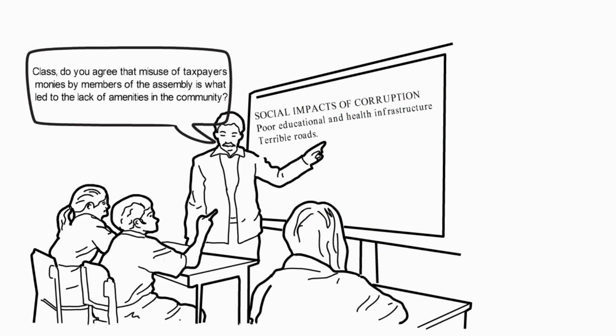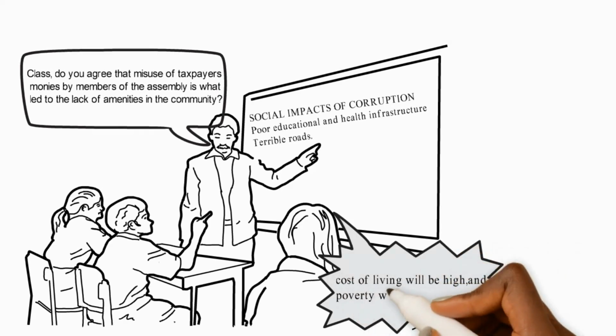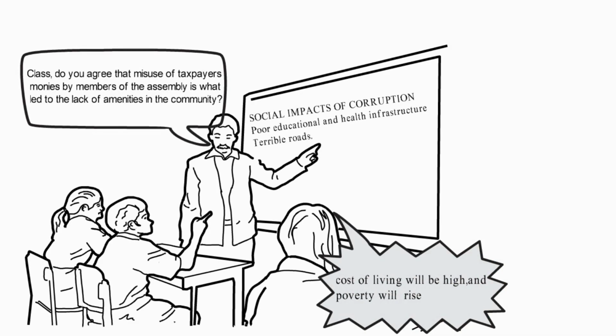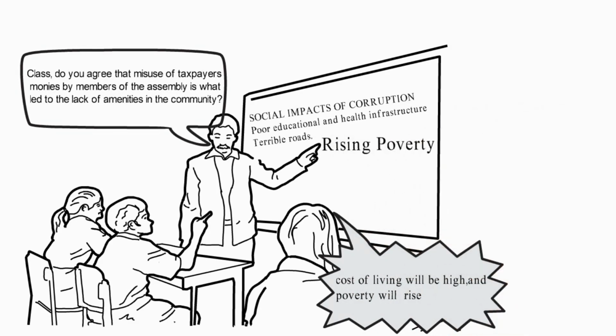Do you agree that the embezzlement of funds by public officials will lead to an increase in poverty rate in the community? Yes, sir. The cost of living will be high because of the lack of amenities, and this will make poverty rise. Very good, Halima. Another impact of corruption is rising poverty.